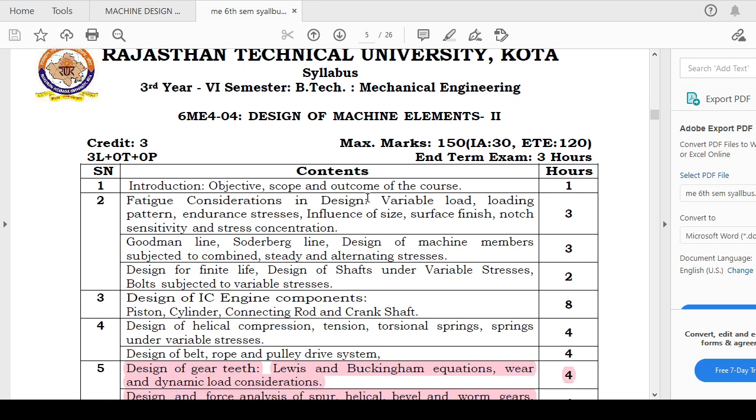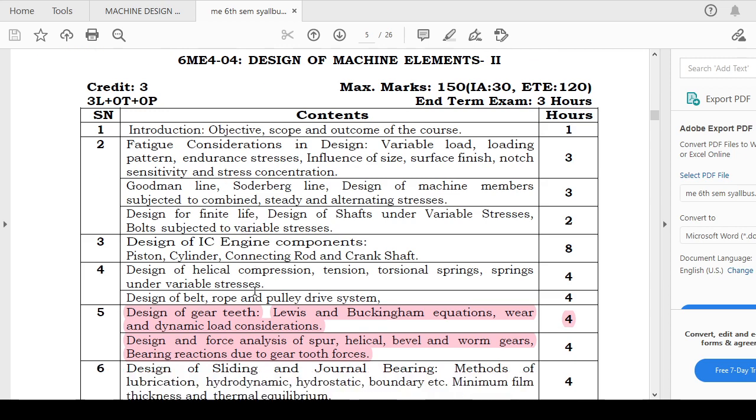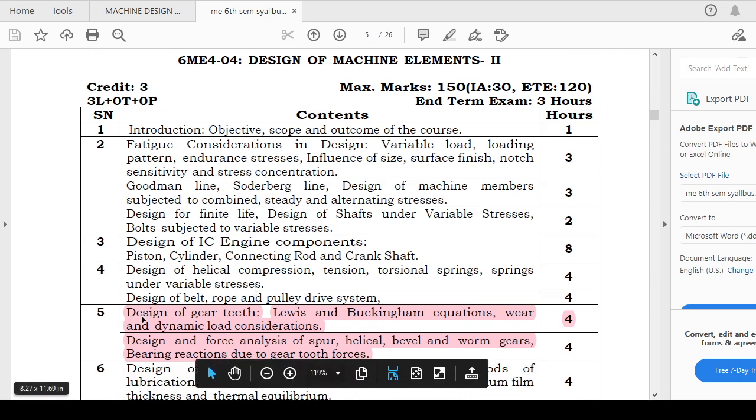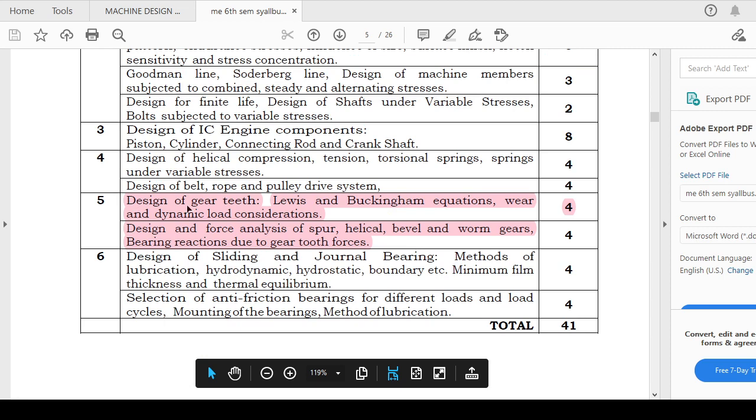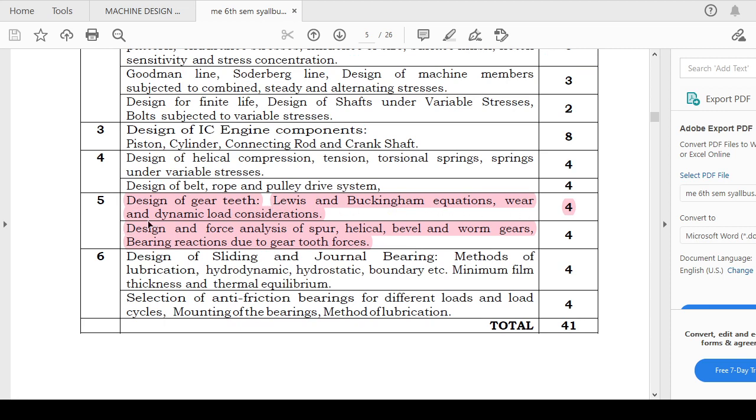So in this we have studied unit 1, unit 2 and we are covering unit number 5, where we have discussed the design of gear tooth, Lewis equation, Buckingham's equation and wear and dynamic load consideration in the spur gear, force and design analysis of spur gear.